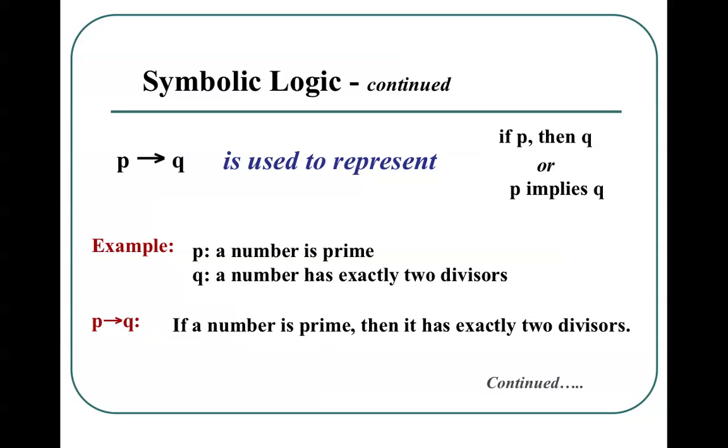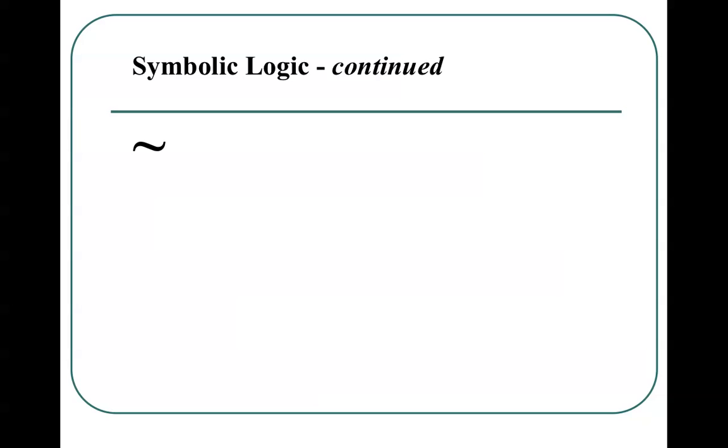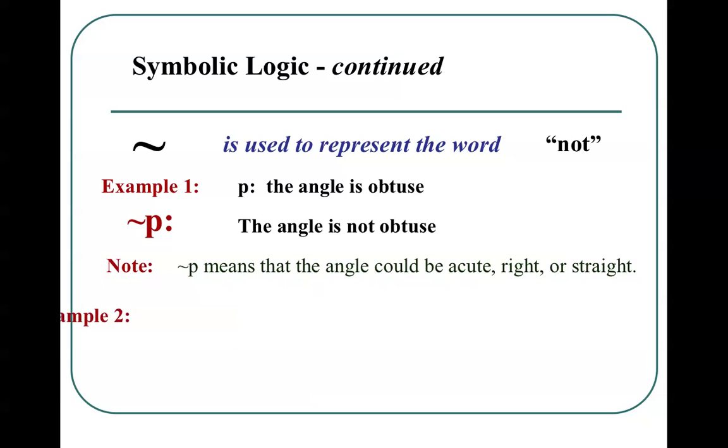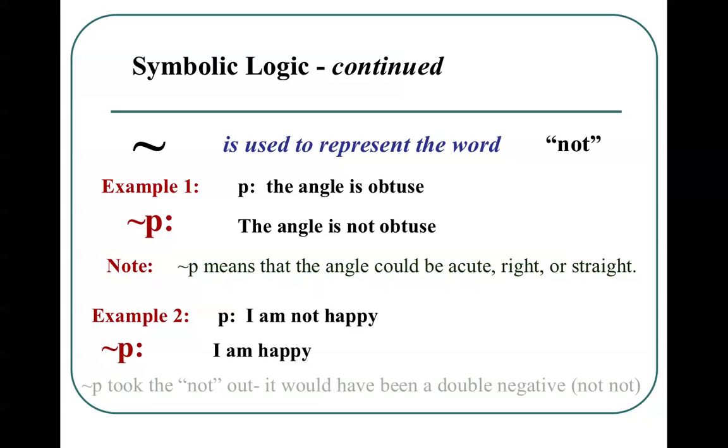And there's our if-then statement. If a number is prime, then it has exactly 2 divisors. The little tilde is also used to represent the word not. If we put the tilde in front of a P, then we are going to negate the conclusion. So we would say the angle is not obtuse. Okay. Also, negating a statement that already has a not in it would then, of course, make it positive.